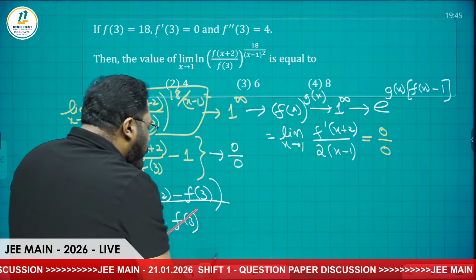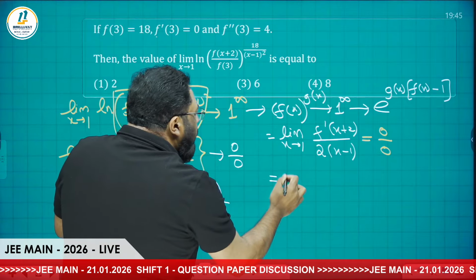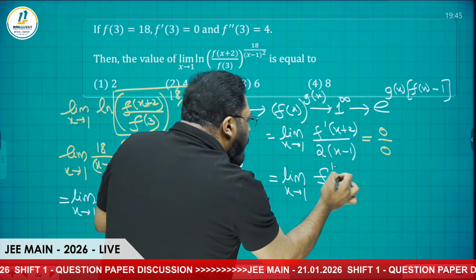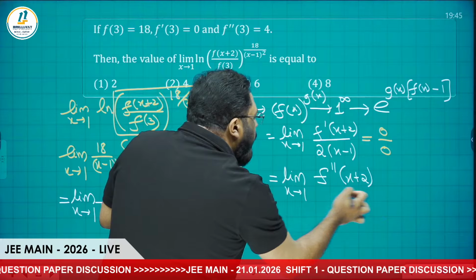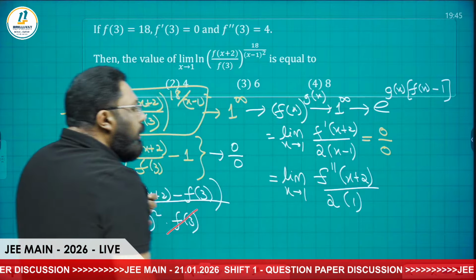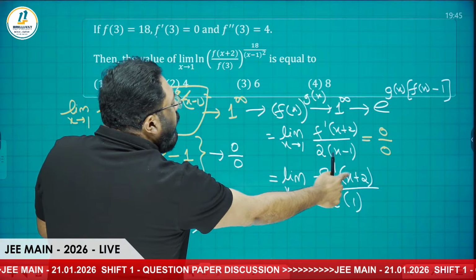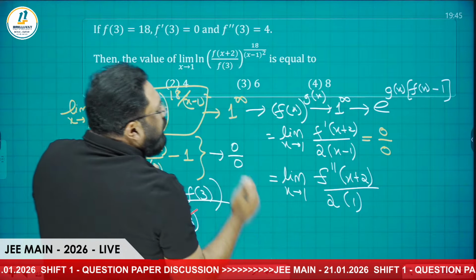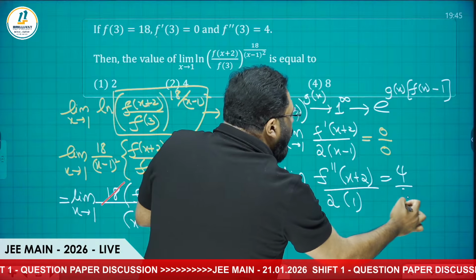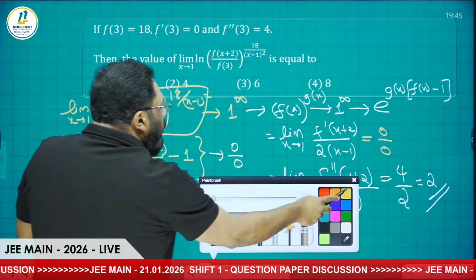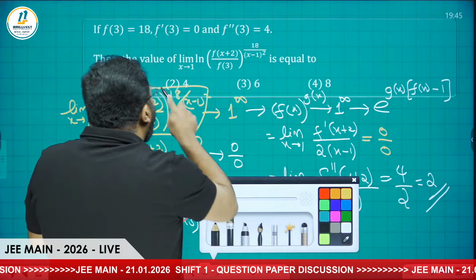Again apply L'Hopital's rule. So what will you get the answer as? Limit of x tends to 1, take the derivative once again: f double dash of x plus 2 divided by 2 into 1. If I put x equal to 1, 1 plus 2, 3. So f double dash of 3 is 4. 4 divided by 2. The final answer is 2. Your option is 1.